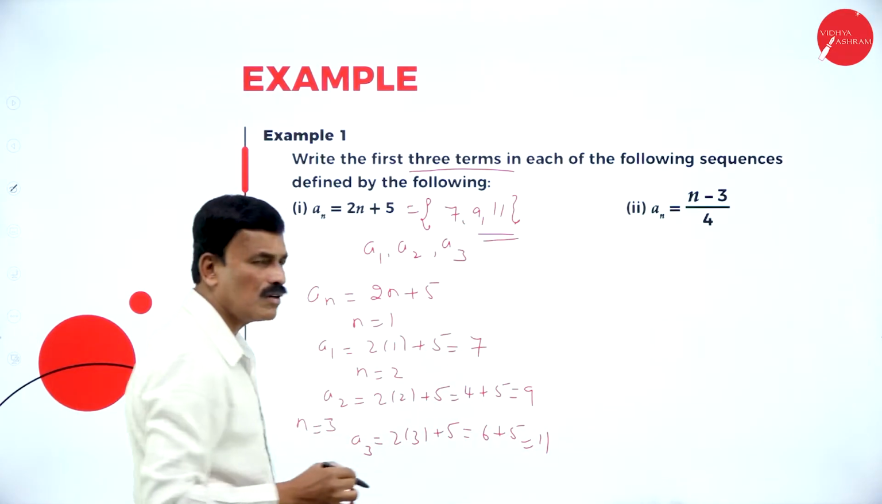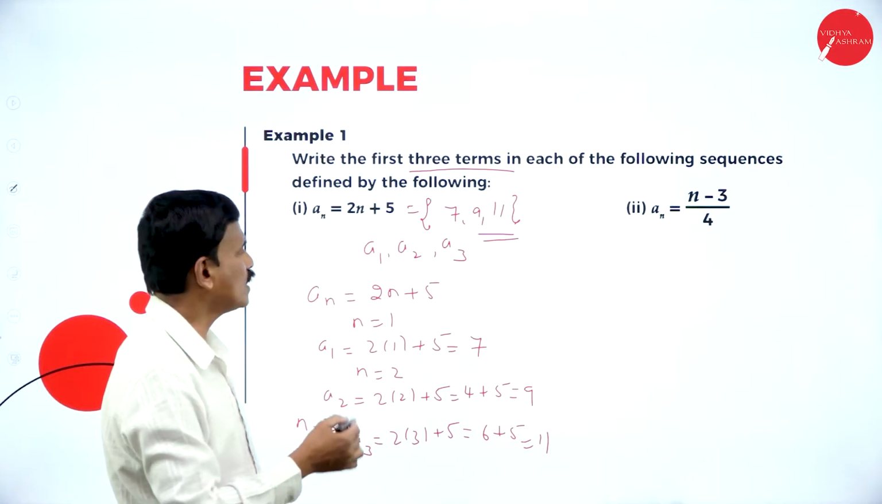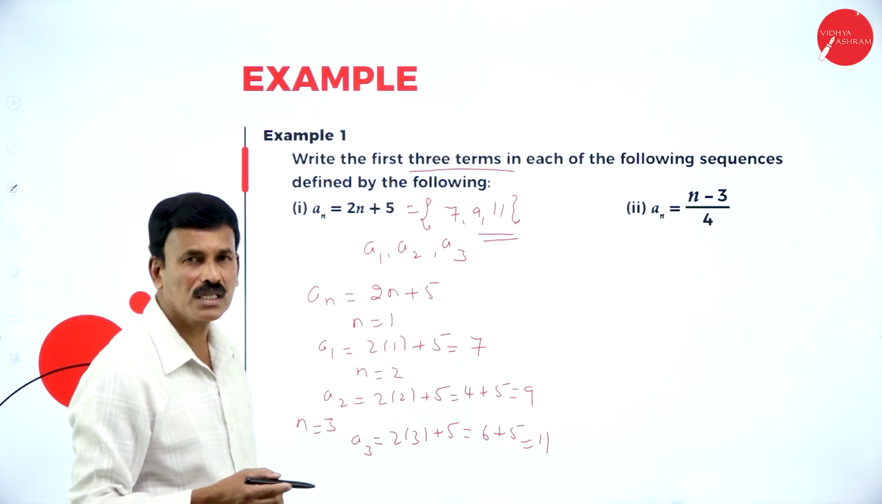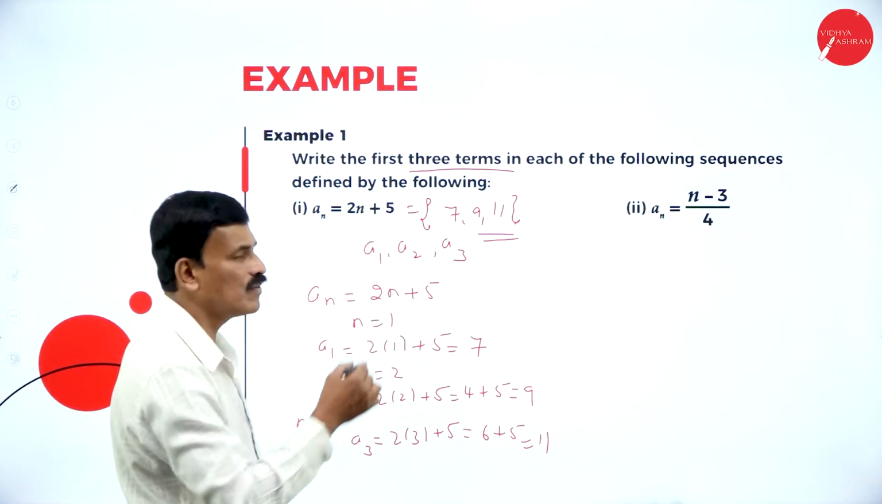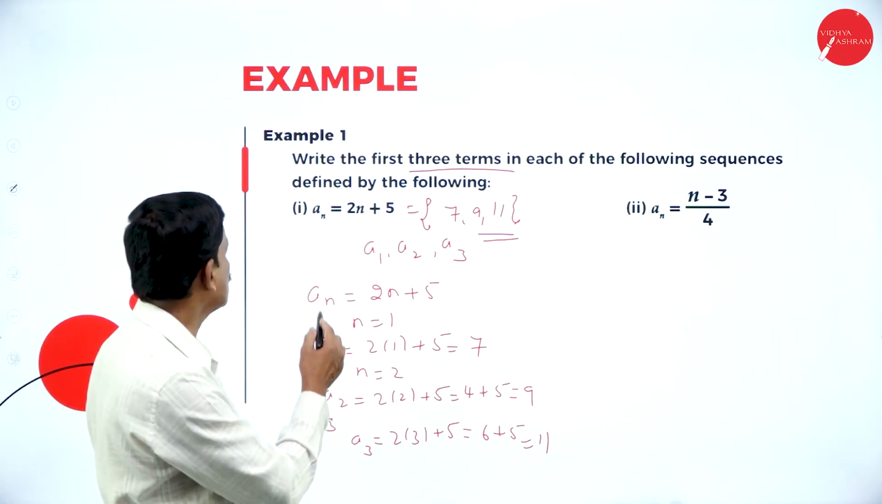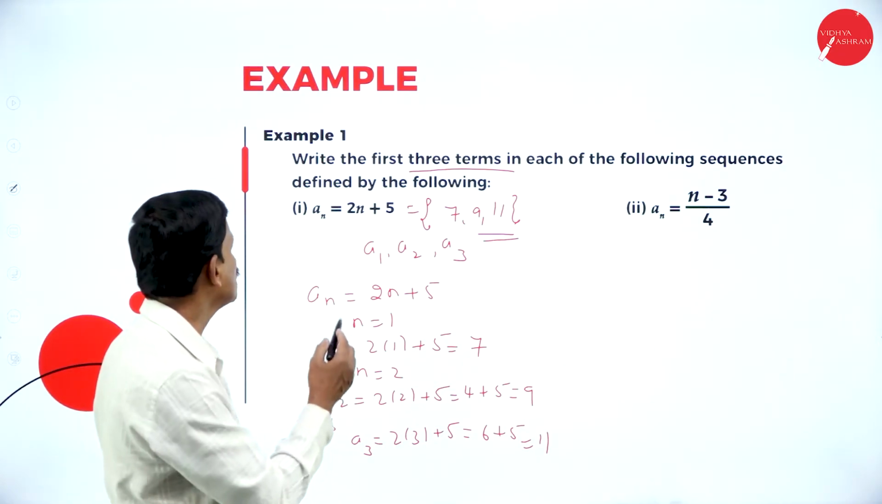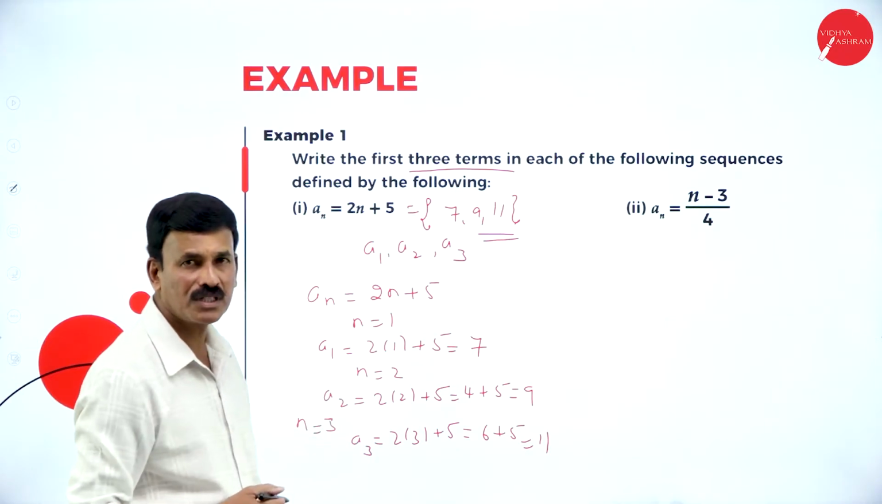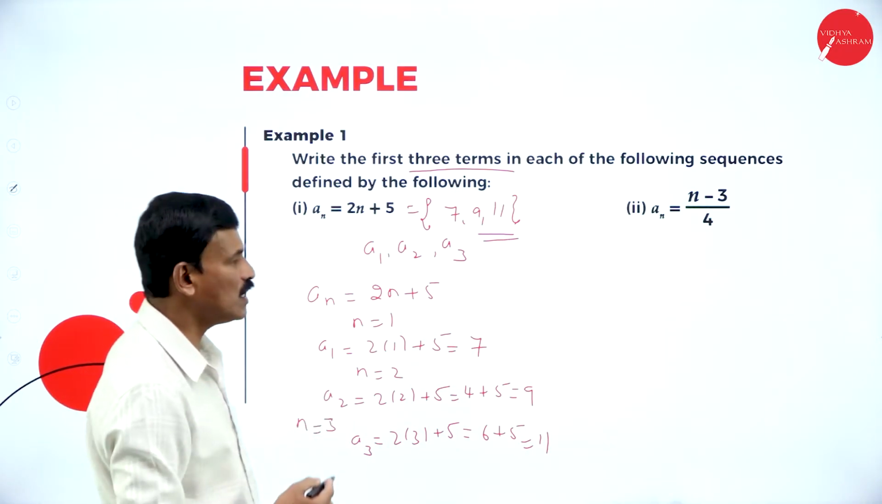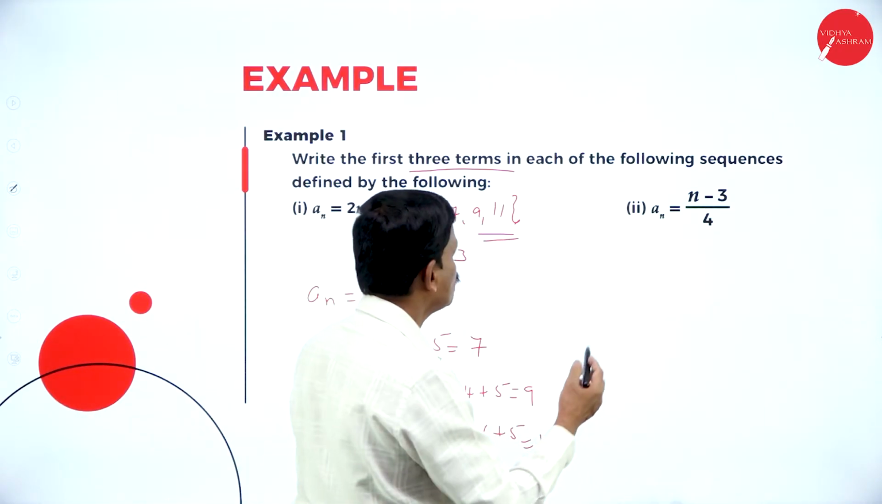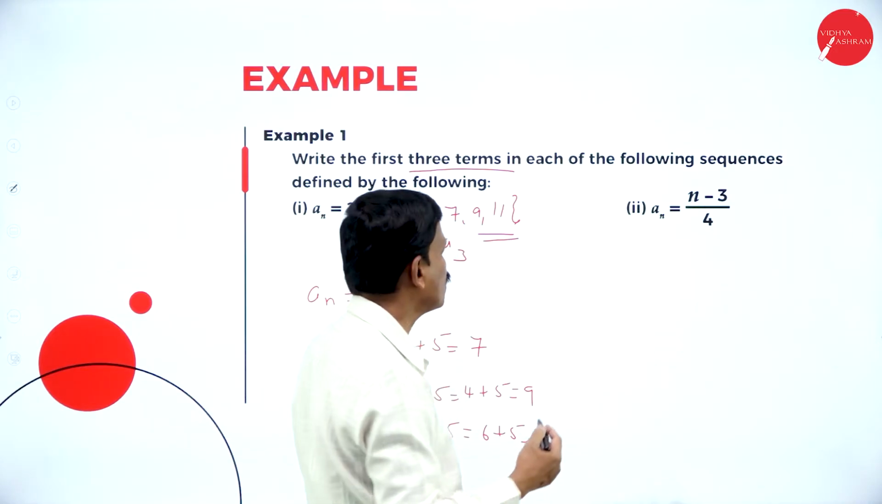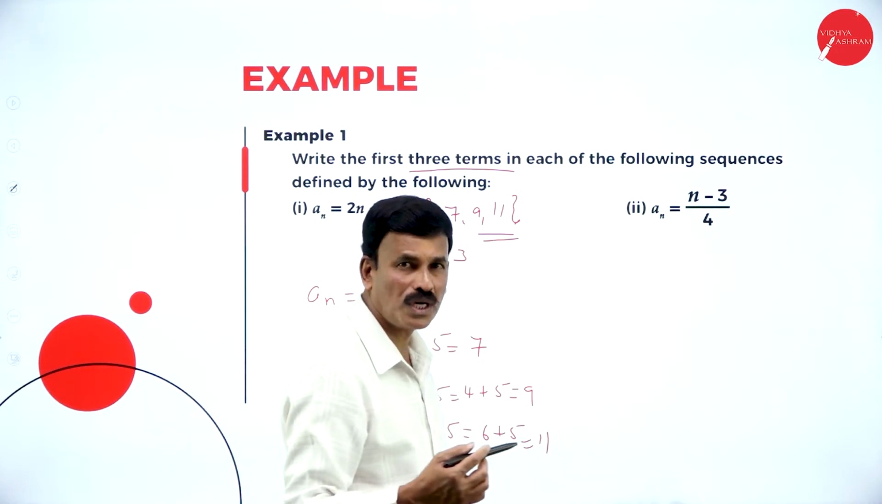So, this is called a sequence. Here 7, 9 and 11 are arranged according to a particular order. So, this will form the sequence. So, the three terms of the sequence 2n plus 5 are 7, 9 and 11. That is the first three terms. So, similarly, come to this example.